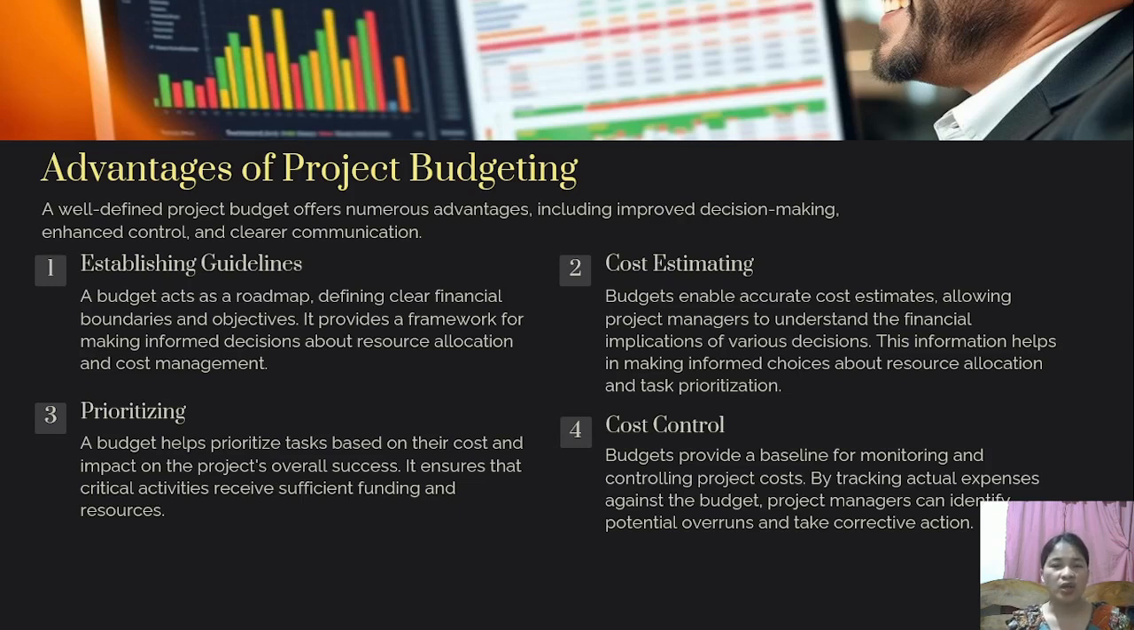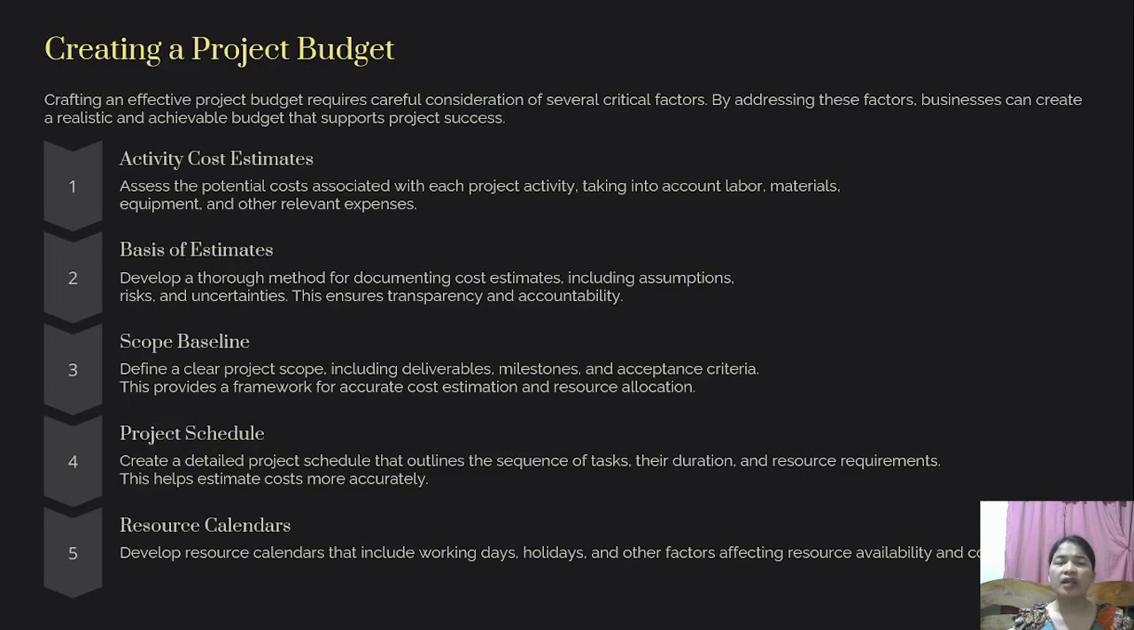The fourth one is cost control. So budgets provide a baseline for monitoring and controlling project costs by tracking actual expenses against the budget. So the financial managers can identify potential overruns and take corrective actions. So creating a project budget requires careful consideration of several critical factors. By addressing these factors, businesses can create a realistic and achievable budget that supports project success.